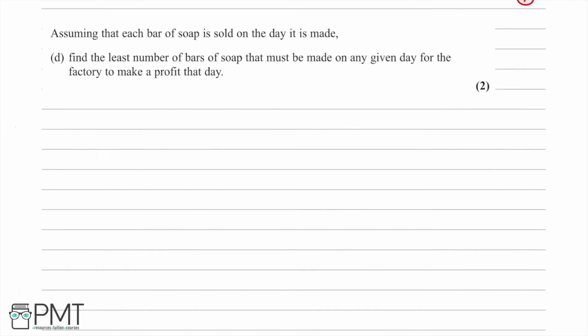For part D of the question, we are told to assume that each bar of soap is sold on the day it is made. And we're asked to find the least number of bars of soap that must be made on any given day for the factory to make a profit. So we're going to start by letting n be the least number of bars required to make a profit.